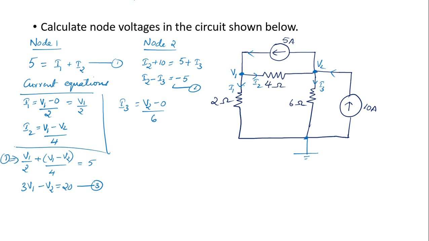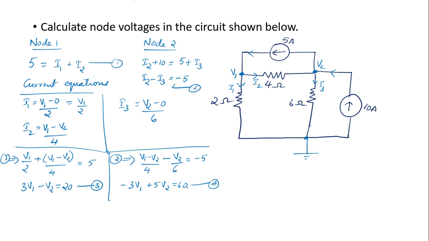So on substituting in the first equation, this is what I have got, and I'm similarly going to substitute in the second equation the current equations. So you are going to get V1 minus V2 divided by 4 minus V2 by 6 is equal to minus 5. And on solving, I'm not going to solve it over here. You can solve it on your own and you will get the equation 3V1 plus 5V2 is equal to 60. And this is going to be my equation number 4.